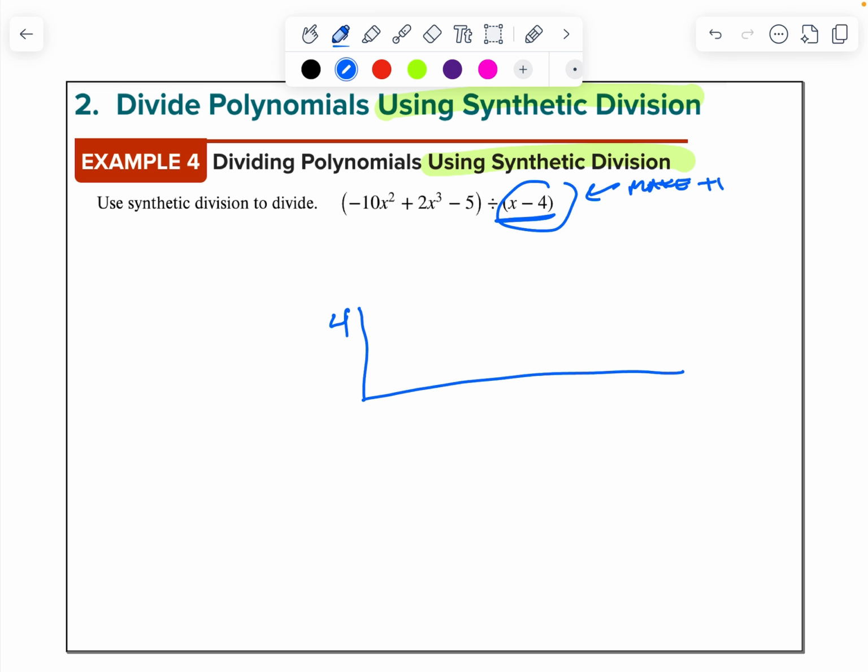Make the divisor 0, right? Because 4 minus 4 would make that 0.